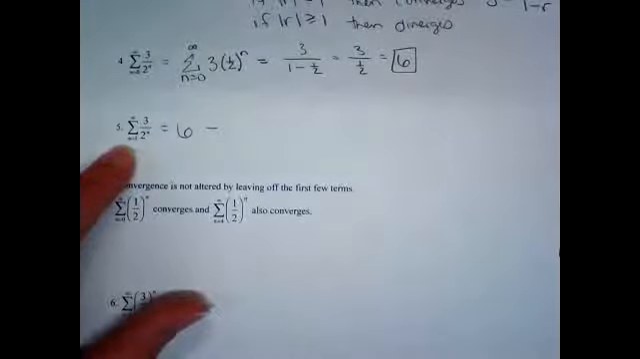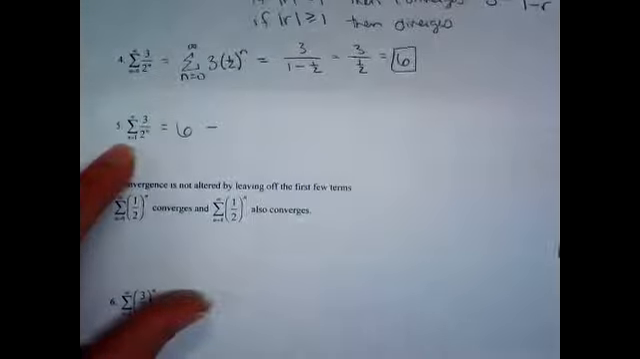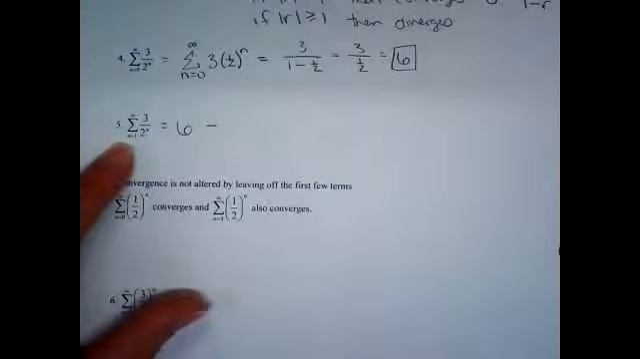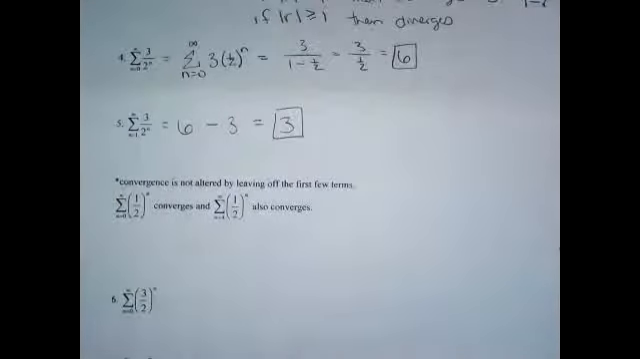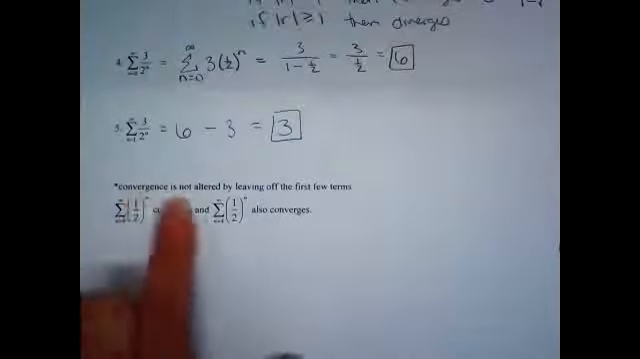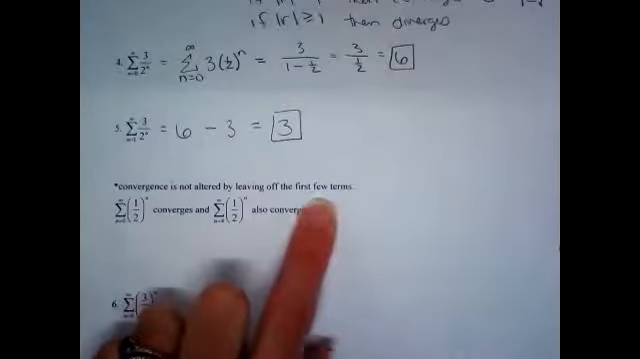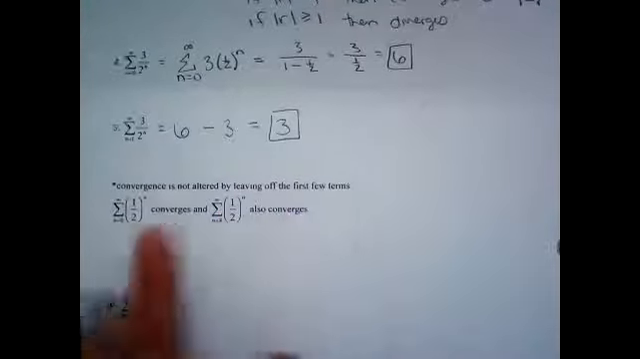So if you want to start from 1 onwards instead of 0 onwards, you take the whole thing and just subtract off that zeroth term, which would be 3. And so your answer would just be 3. So where I was headed with that, and I typed it on here so you wouldn't have to write it, whether it converges or not is not altered by leaving off the first few terms. So if this converges, this also converges. So let's compare and contrast those.